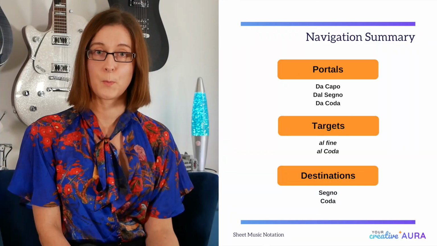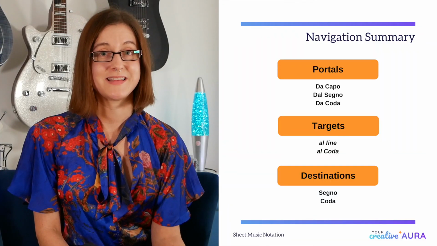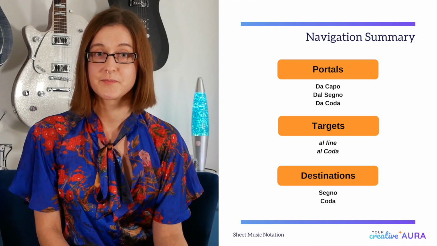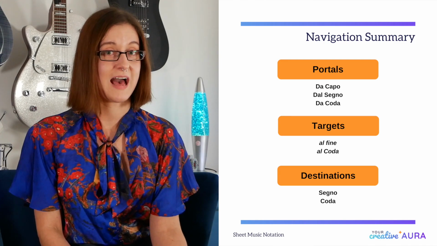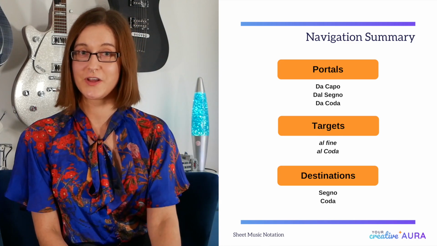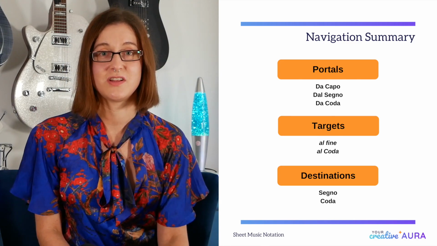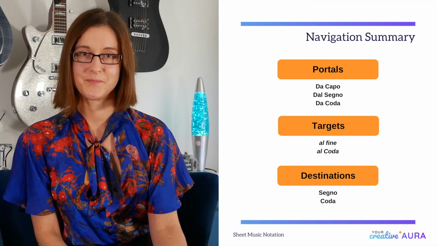For portals, we have da capo, dal segno and da coda. For our targets, we have al fine and al coda, and our midway destinations are segno and coda. So let's start with the portals and explain what they are. We have 3 possible portals. 2 are primary and 1 is secondary. The only difference between them is that the secondary requires you to have travelled through a primary portal first.